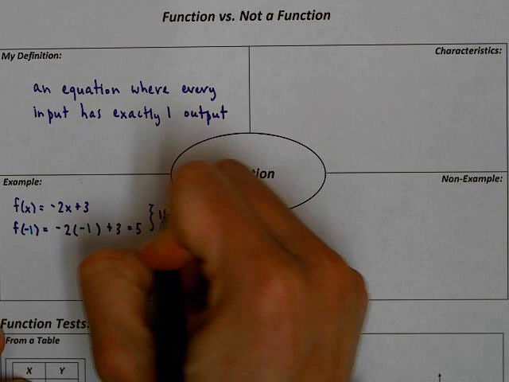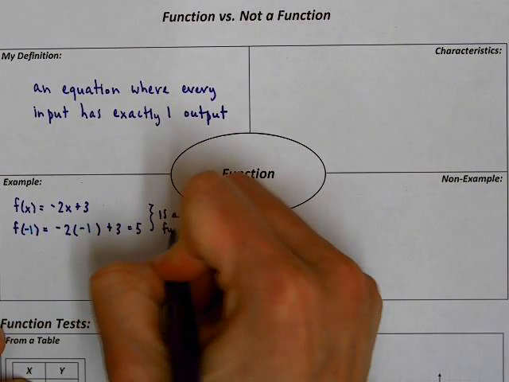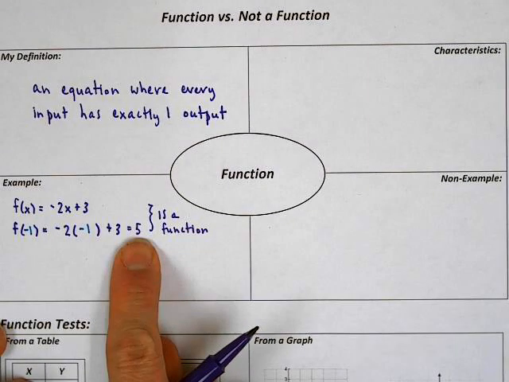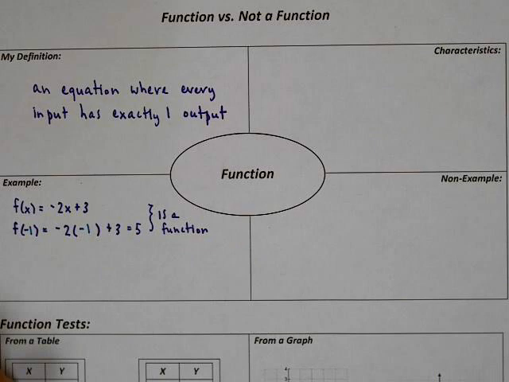Now, since plugging in my input of negative 1 gives me only one answer, this is a function. So I'm going to make a note here. Is a function. Because when I plug in my input, I only get one output. That's what's going to make this a function here.